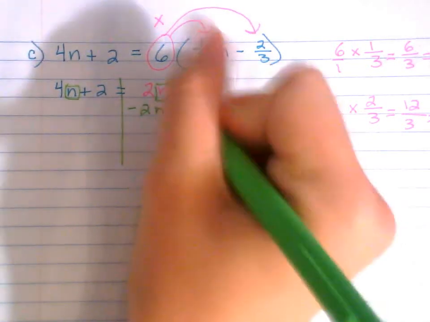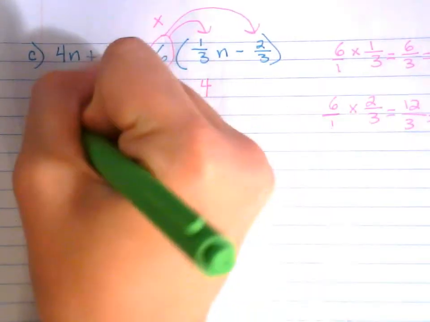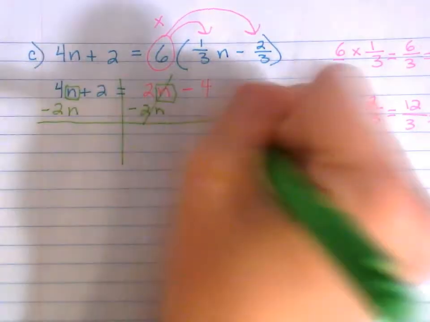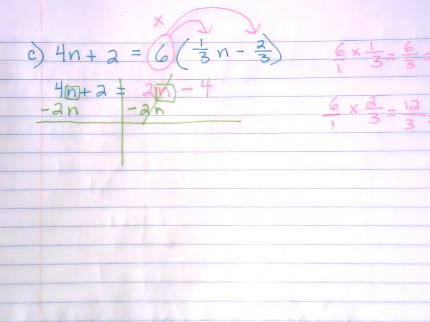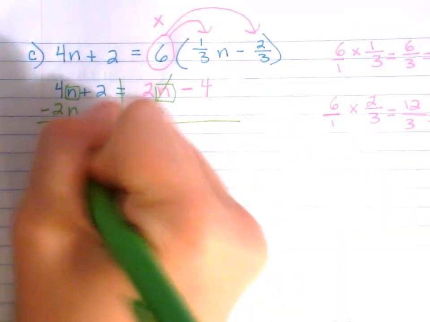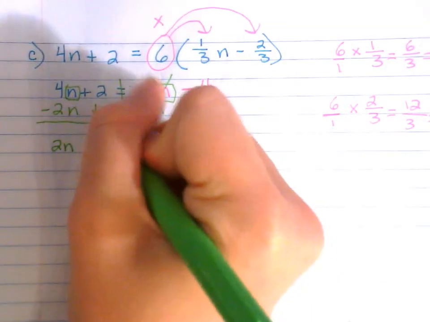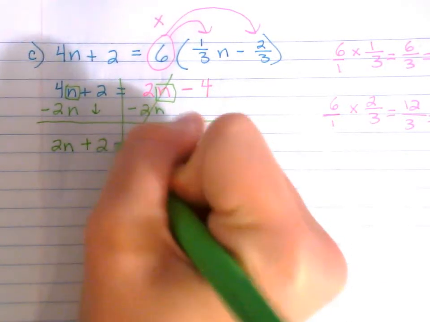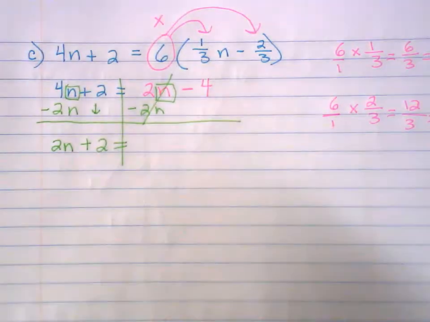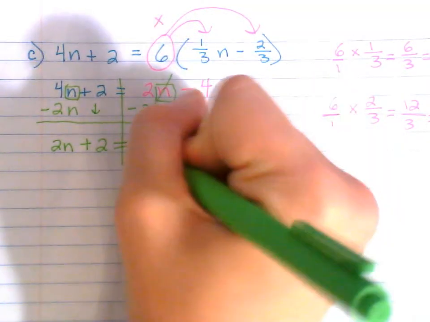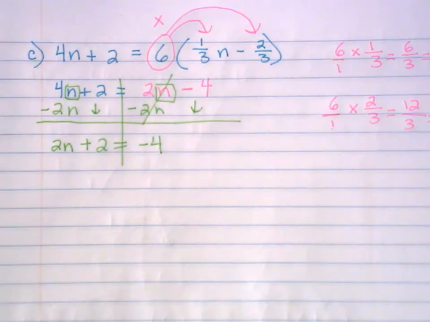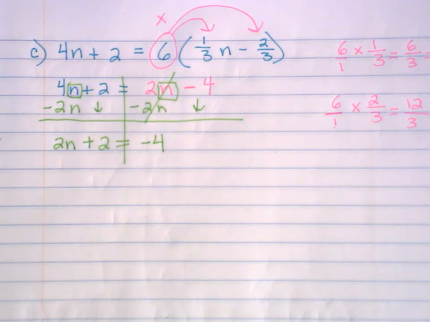Minus 2n, minus 2n. We move the whole 2n over there. So 4n's minus 2n's is 2n's. Bring down this plus 2. 2n's minus 2n's equals 0. Bring down the negative 4. So 2n plus 2 equals negative 4.